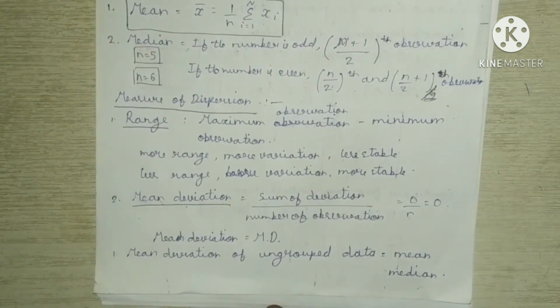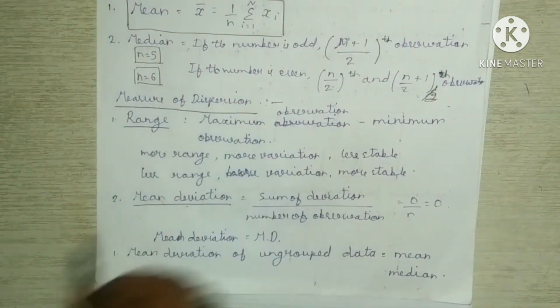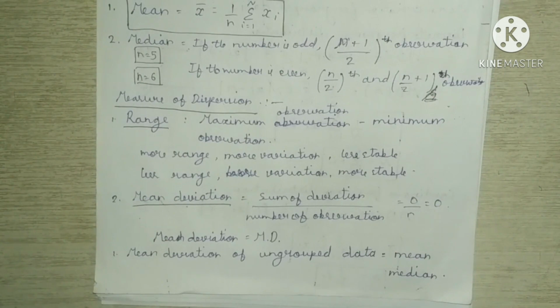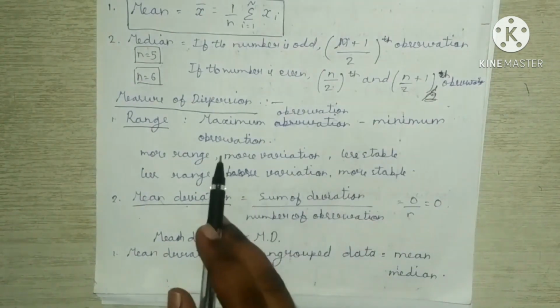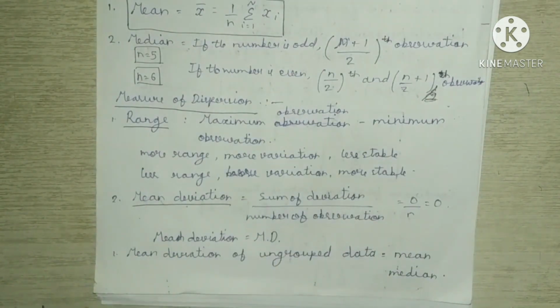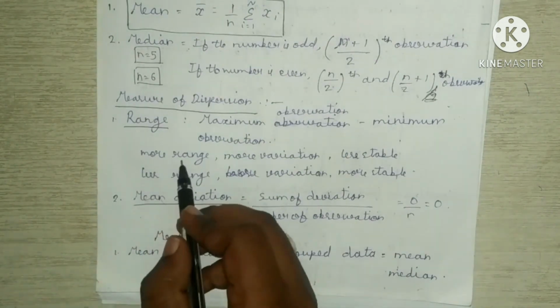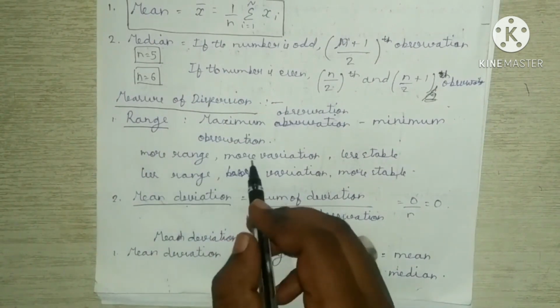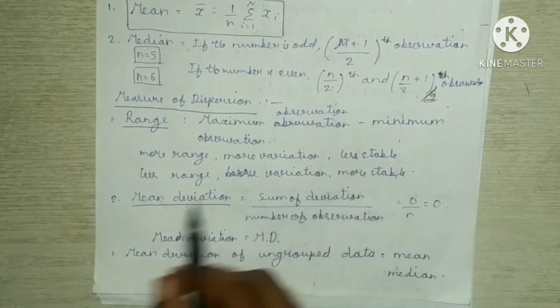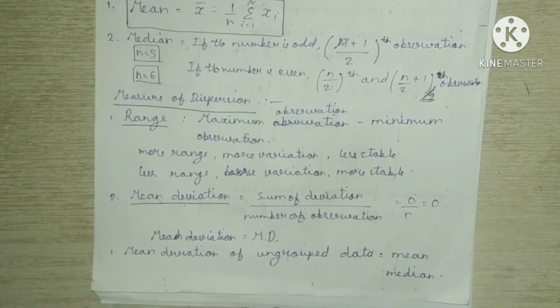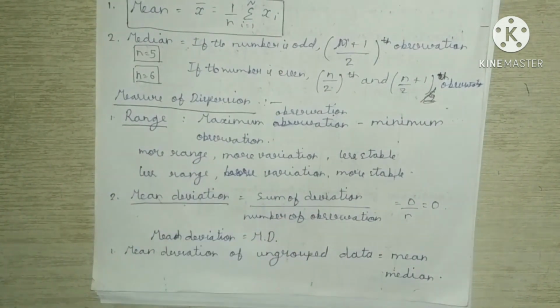Next, measures of dispersion. This is the main basic concept. First one is range, second one is mean deviation. Range definition is maximum observation minus minimum observation. More range means more variation; less range means less variation. More variation means less stable; less variation means more stable. I have given an example before by taking two batsmen; that will be the best example for range.